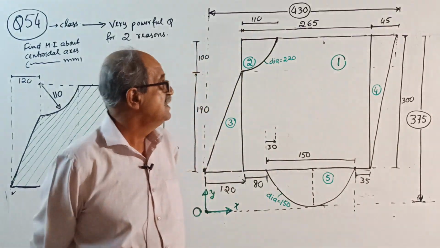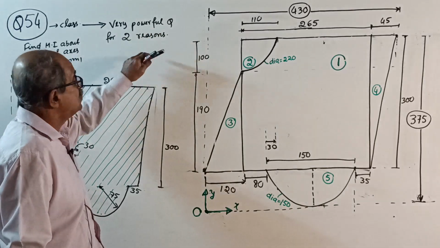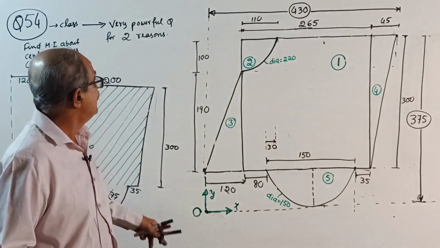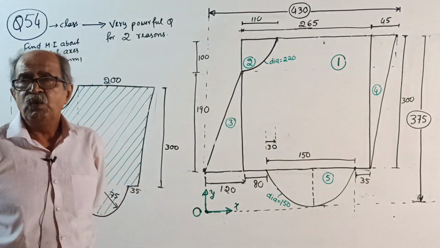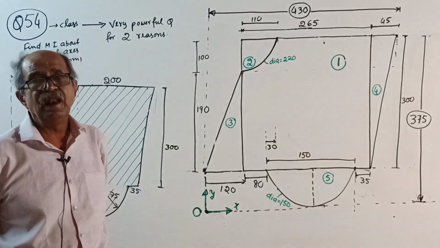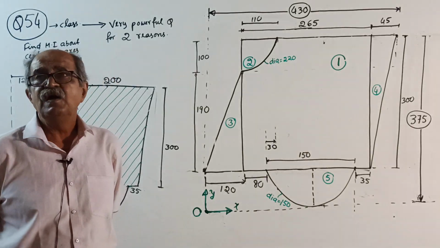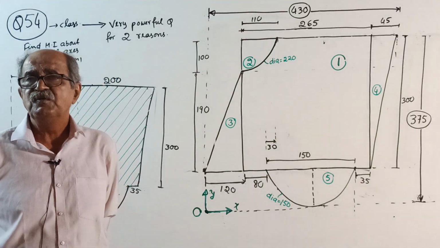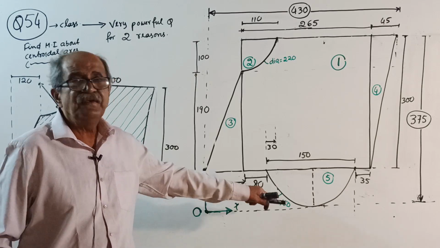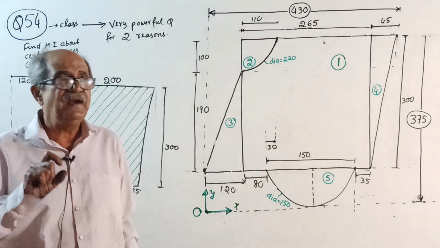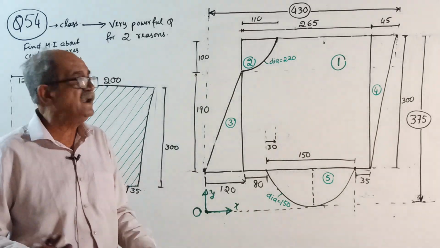Welcome to all. Question 54 is a very powerful question for two reasons. Reason one, finding dimensions. When you divide into different parts, what is the dimension for each part? If it is a rectangle, base and height. If it is a triangle, again base and height. If it is a semicircle or circle or quadrant of a circle, what is the diameter, and also the radius; you should know how to mark it correctly, because half the diameter is the radius. Sometimes the radius is required, but we calculate everything in terms of diameter.